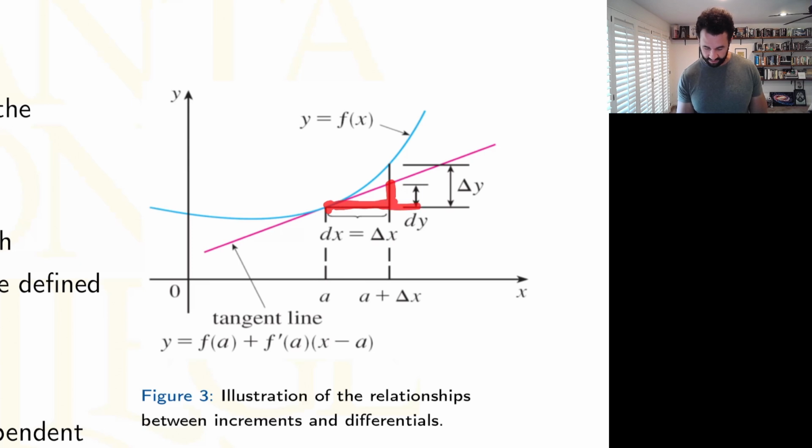You see how these are, sorry, this is a different value than this, right? So delta y is the change in the function, dy is the change in the linearization. That is the distinction between the two, right? So if you ever forget, this picture helps a lot.